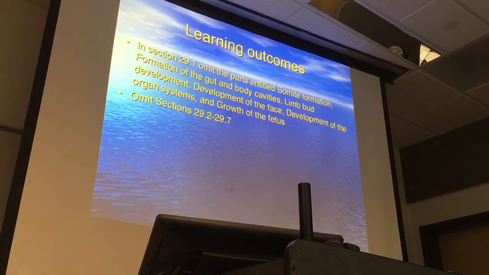So we're going to cover 29.1 up until you read the somite formation at the top of the page on 1088. See it right there? Cover right up to there. And then omit sections 29.2 to 29.7, which is the rest of the chapter. So we are covering just up to there. And then we're covering that in detail, and then after that, nothing. So that's about 9 or 10 pages.